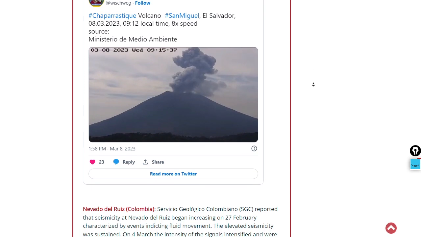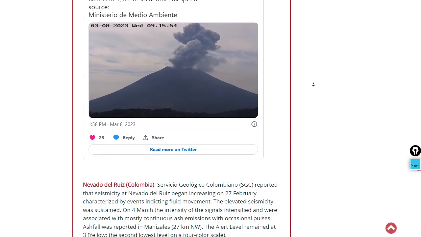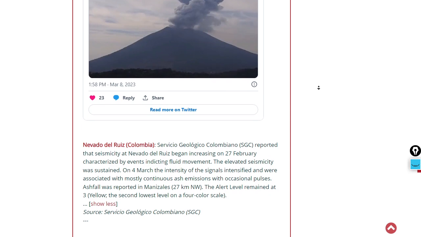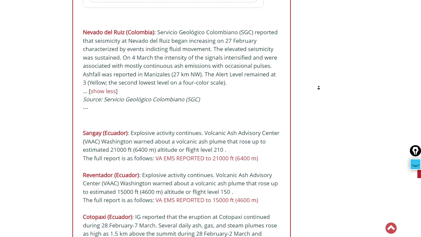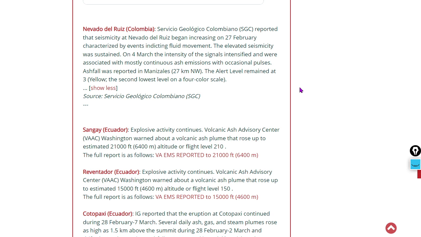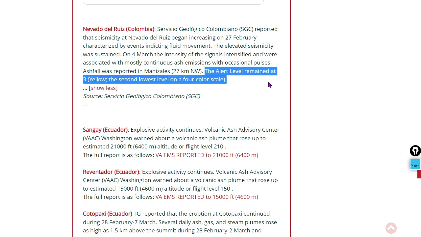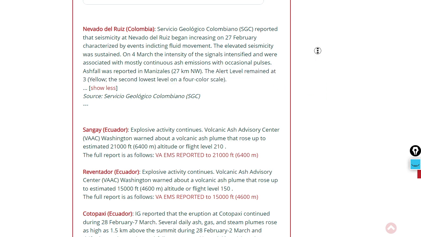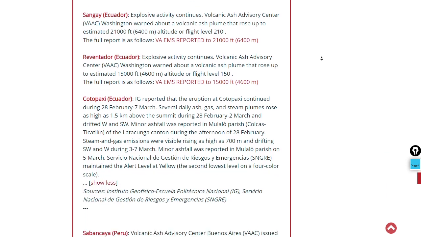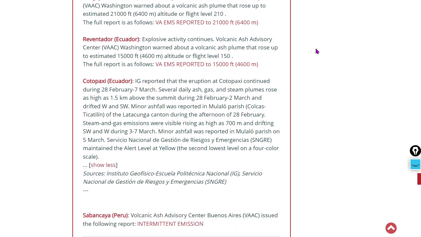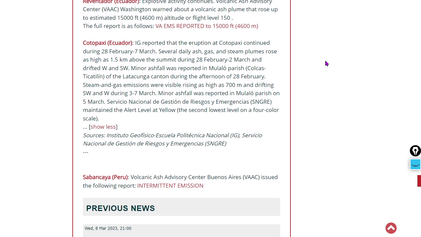Also headed farther south, Nevado del Ruiz remains at level 3 on a 4-color scale. I'm sorry, level 2. The alert level remained at 3, the second lowest level on a 4-color scale. Okay, anyway, that's what's going on in Colombia. Sangay in Ecuador, flight level 210. Reventador, flight level 150. Cotopaxi, no idea.